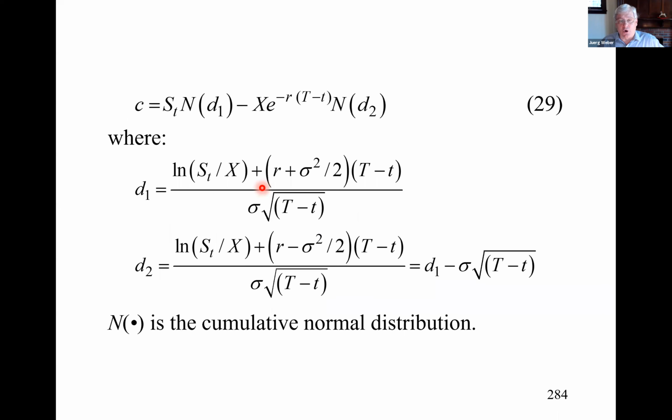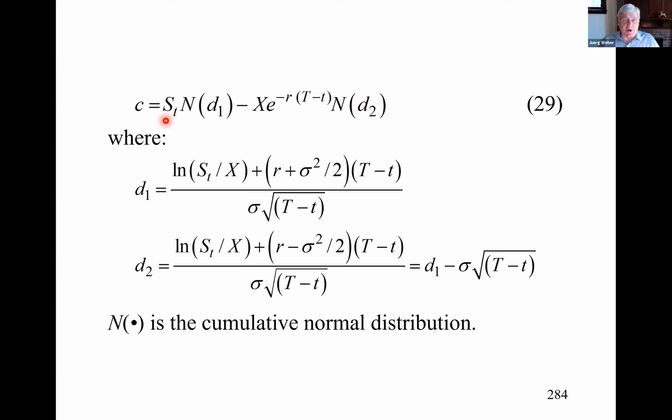So here we actually have only a single parameter, which is this volatility, which comes from the geometric Brownian motion of the underlying share price. That's a scaling factor, the geometric Brownian motion. That's the only parameter. It's also here and here. So that determines D1 and D2, and then you get those values of the cumulative normal distributions.